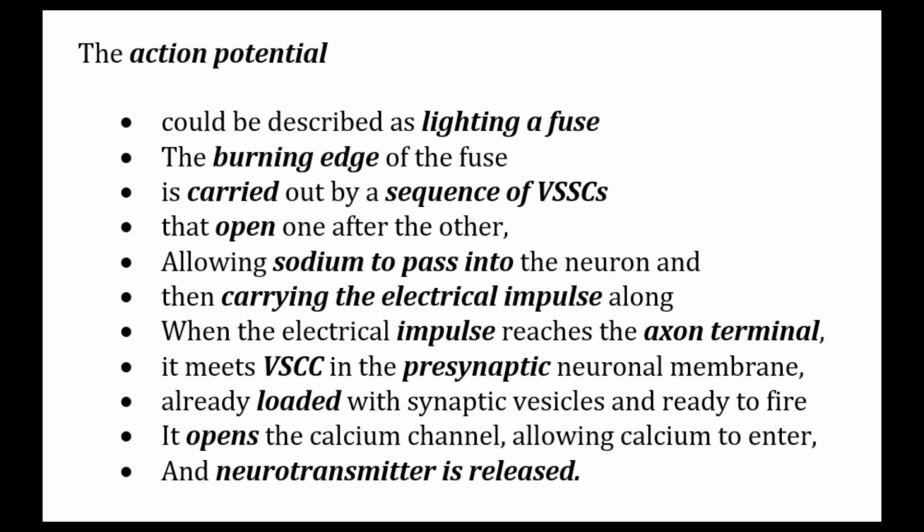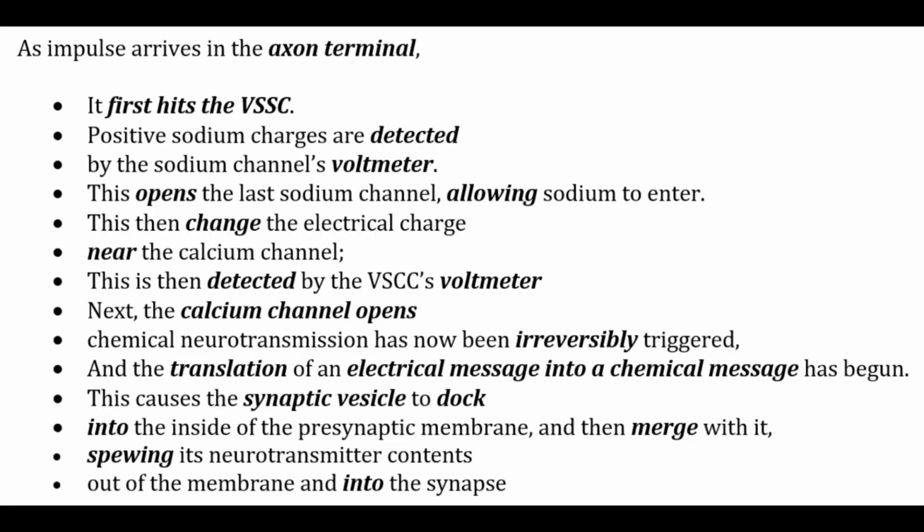When this impulse reaches the axon terminal, it meets the calcium channels in the presynaptic neuronal membrane, which are already loaded with synaptic vesicles and ready to fire. It opens the calcium channels, allowing calcium to enter and the neurotransmitter to be released. As the impulse arrives in the axon terminal, it first hits the sodium channels. Now positive sodium charges are detected by the sodium channels' voltmeter. This then opens the last of the sodium channels, allowing sodium to enter.